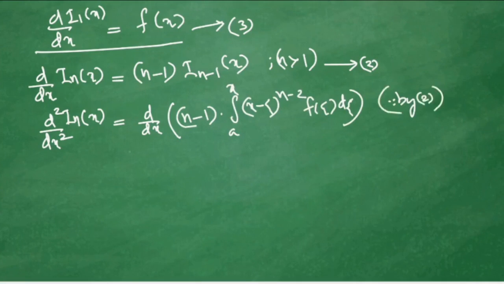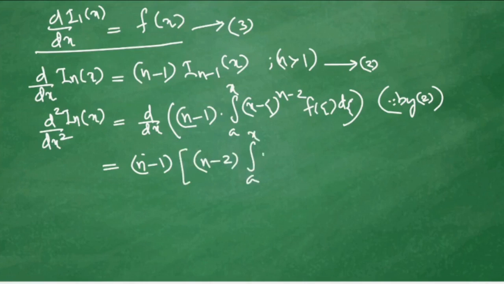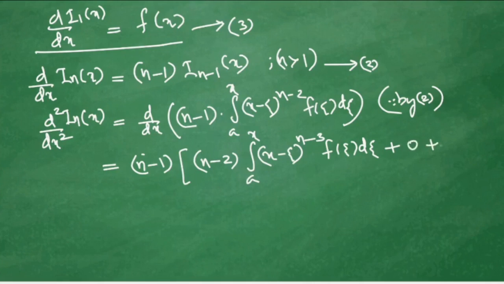So this is equal to n minus 1 into again the derivative of this integral. We have to apply the Leibniz rule. So this will be n minus 2 into integral a to x of (x minus theta) raised to n minus 3 f of theta d theta, plus, when we put theta equal to x, there is a factor x minus theta, so the second term will be 0. And since the lower limit is a constant, dA by dx will be 0.